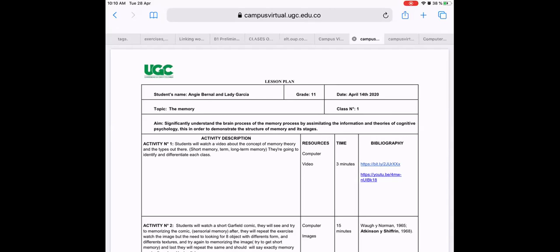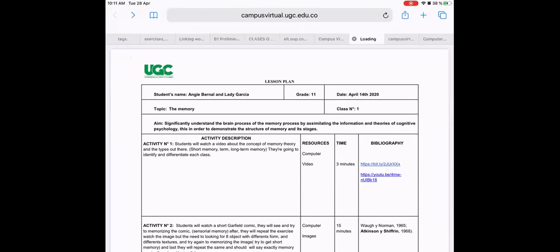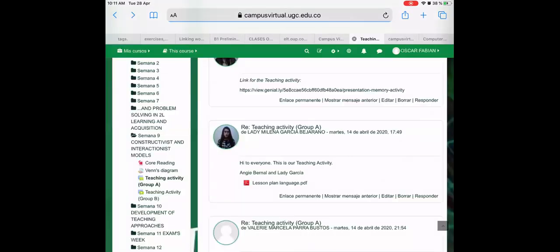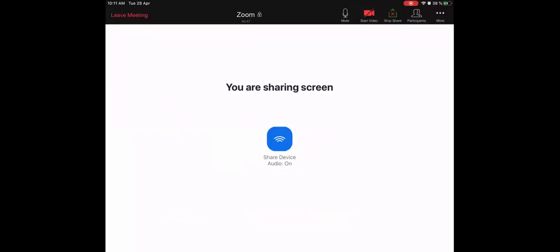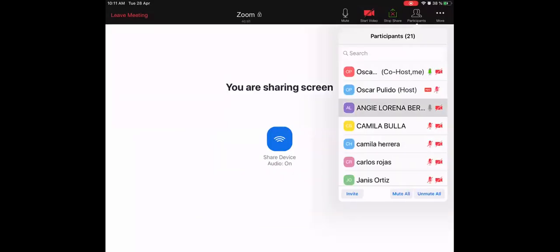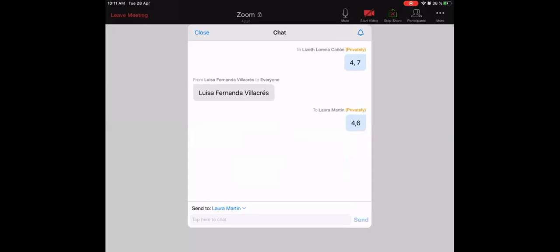Perfect, teacher. Okay. According to this process and this lesson plan that is in the Moodle, following everything on the deadline, let me write in the private chat, and then I continue with the next group. Thank you, Angie. Lorena, please communicate to Lady the agreements we reached.